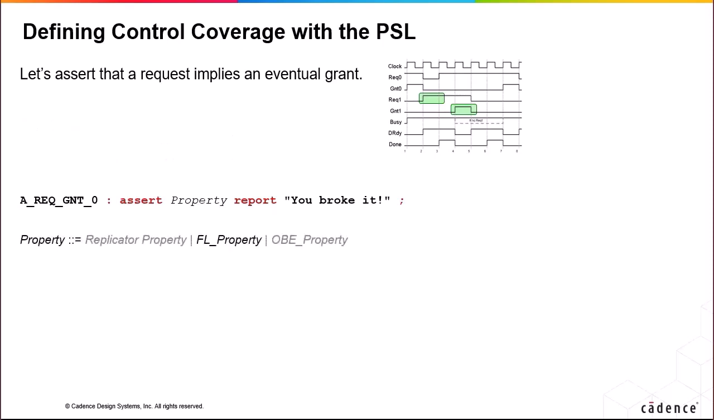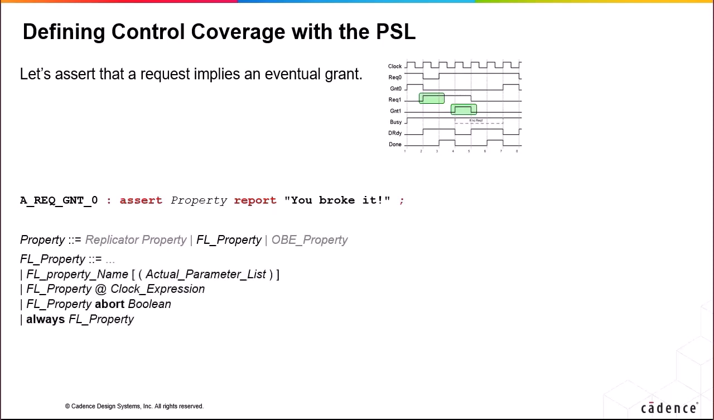The property specification language defines three kinds of properties. We have interest in only the foundation language properties. Henceforth, when I use the property word, assume that I mean a foundation language property. The property specification language defines many property expressions. The ones we will use here are the property instance, a clocked property, an aborted property, and an always property.